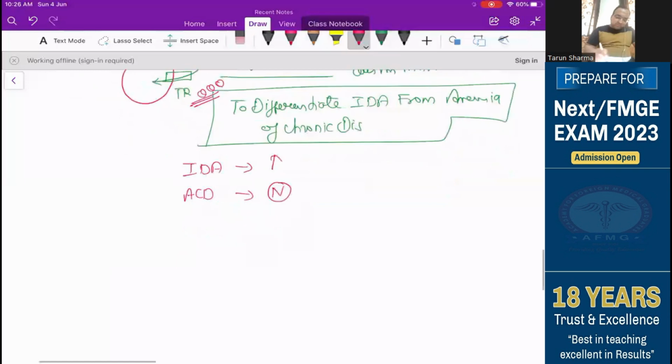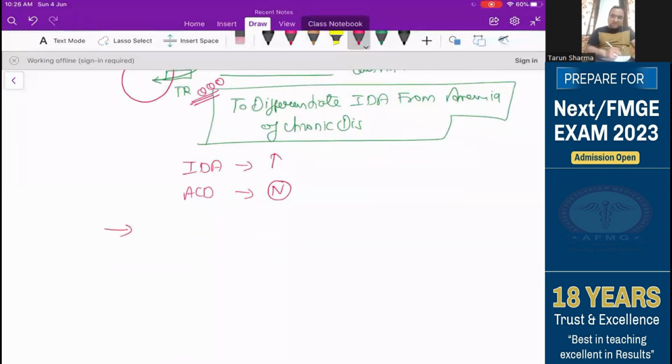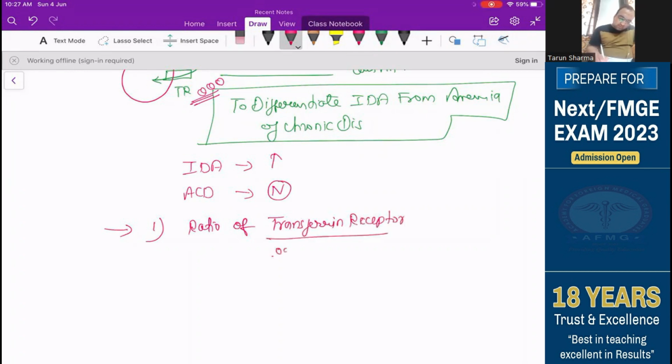Okay. One more test which is given in your books that is far more sensitive than any other. If you ask me the order of the best test to differentiate between IDA and anemia of chronic disease, then I will tell you the first thing will be the ratio of serum transferrin receptor assay divided by log ferritin.